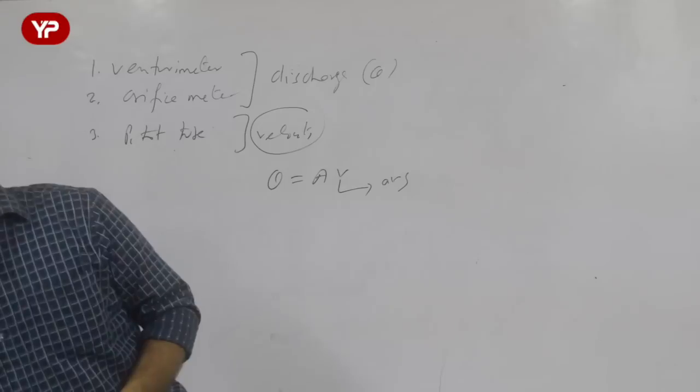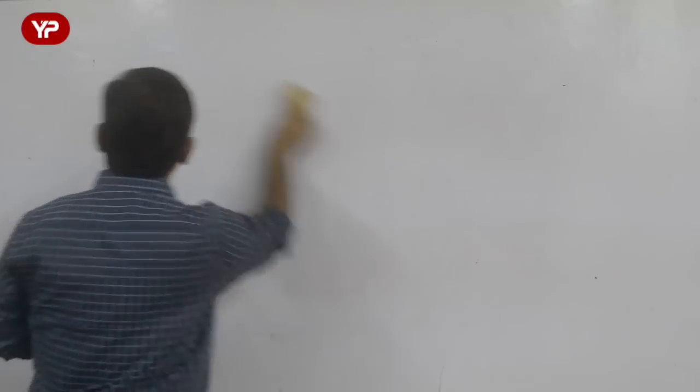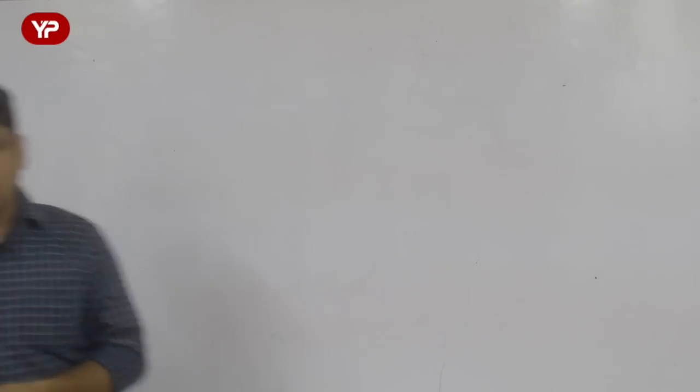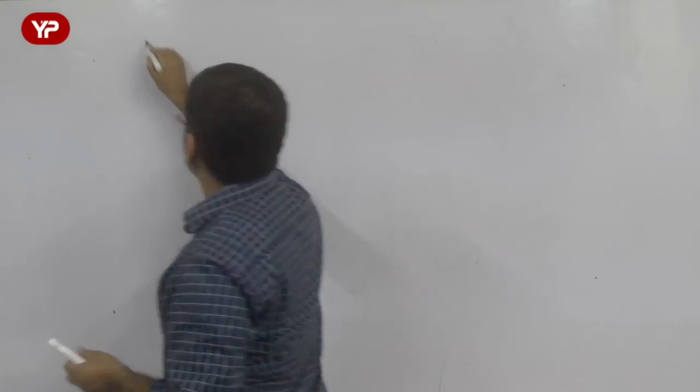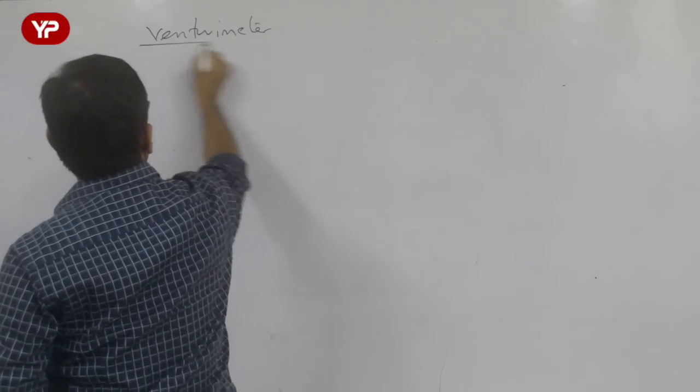So these are the devices which are based upon the Bernoulli equation. Now let me explain to you the concept of each of these devices. First of all, we go for Venturimeter. It's a very important device, Venturimeter. Let me explain this Venturimeter to you.